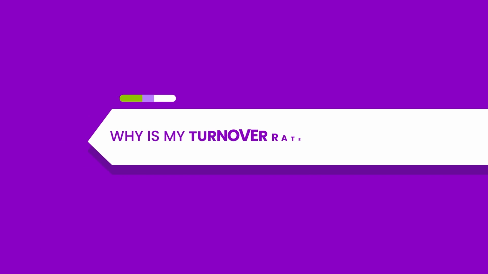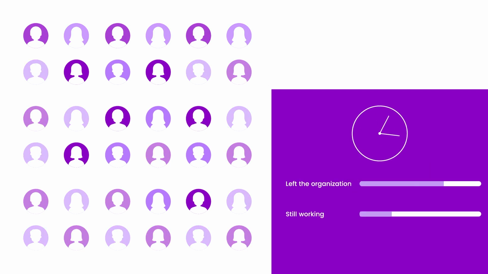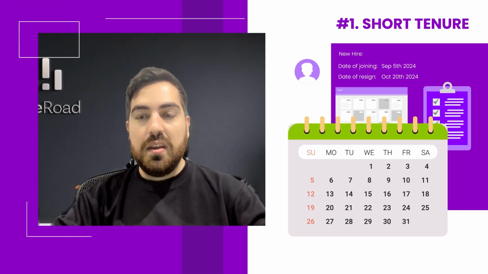Why is my turnover rate over 100%? This is a good question. A turnover rate of over 100% simply means that your organization is losing people faster than they can be replaced. So in other words, more people left the organization in the specified period than people that were still there and actively working. Now, there's several reasons why this could be the case.